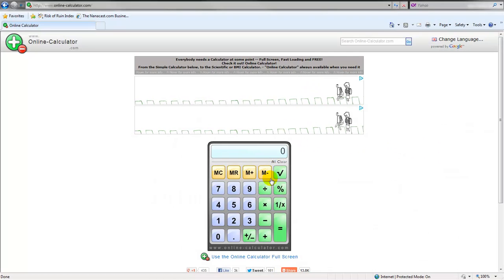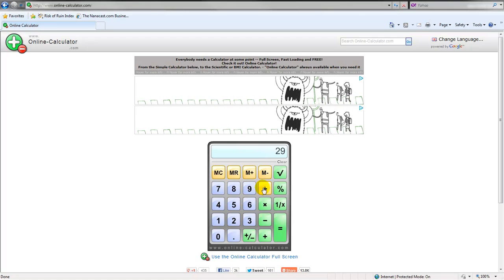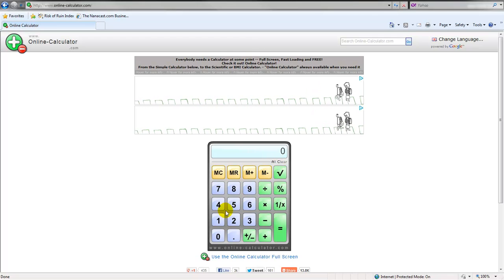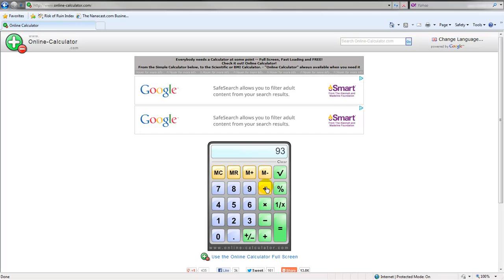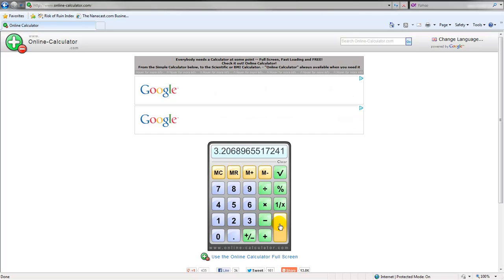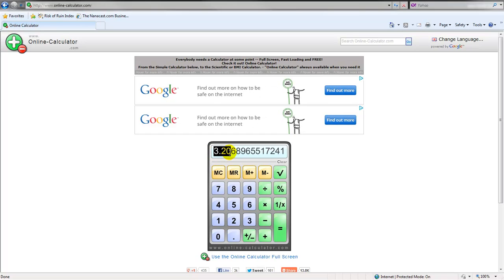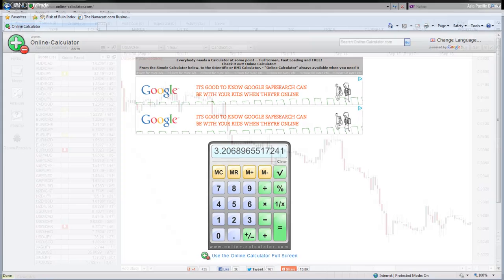Remember, I had 29 pips at risk originally, but, oh no, I have to do it the other way around. I made 93 pips, and my overall risk was 29 in the beginning. So the R is 3.2. So the overall R on the trade was plus 3.2.